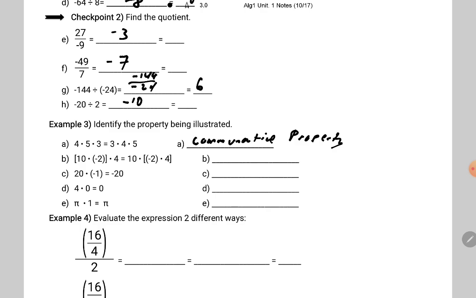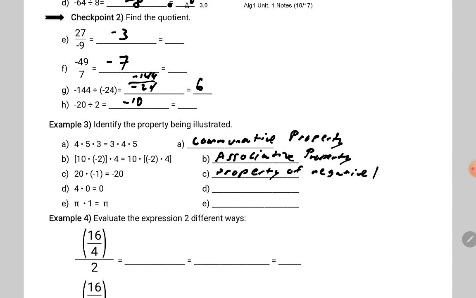Part B, this is the one where they're changing the groups. So you can group them any way you want. So that's called associative. Associative is grouping. And then this is called the property of negative 1. And this is the zero product property, or property of 0, sorry. Property of 0.